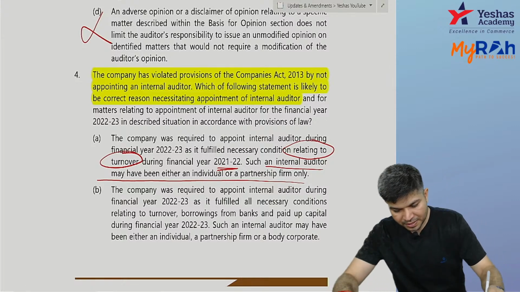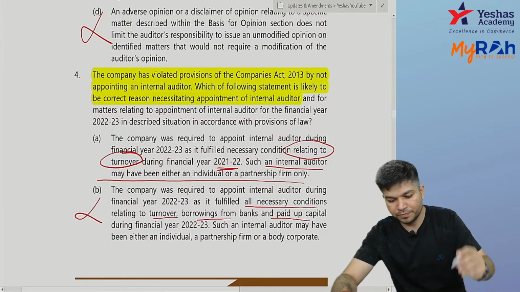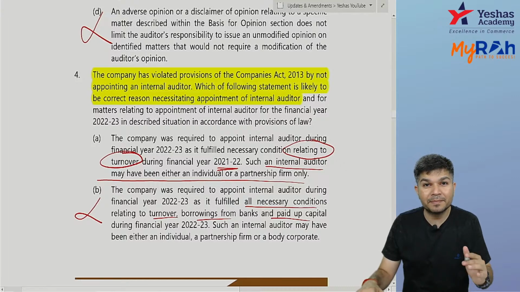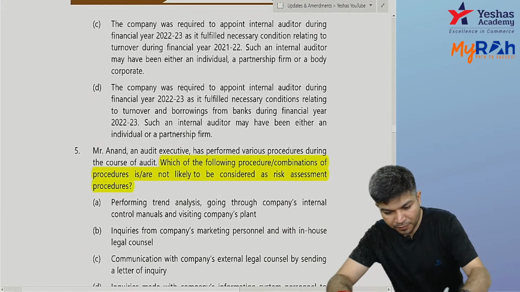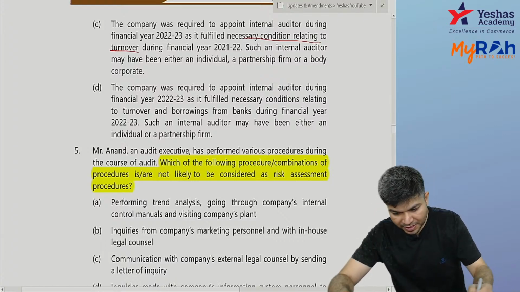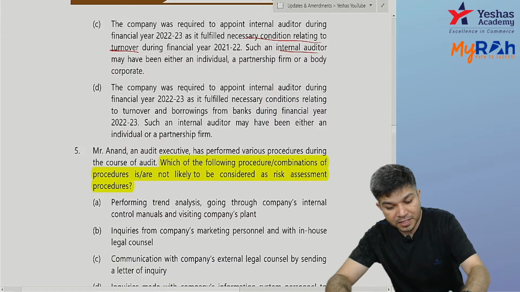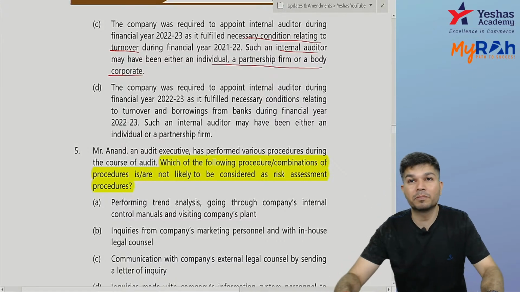Next. Here it is written it fulfills all conditions relating to turnover, borrowing, paid up capital. No. Borrowing was not satisfied. Paid up capital limit is there only for private company. Okay. Third. It fulfills condition relating to turnover. It fulfills condition relating to turnover, okay. And such internal auditor may be either an individual, partnership firm or a body corporate.